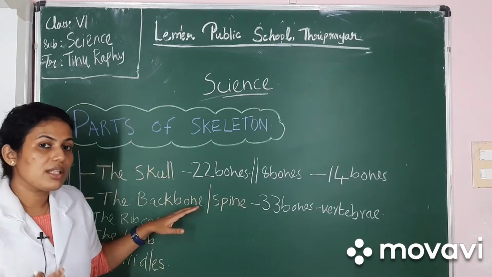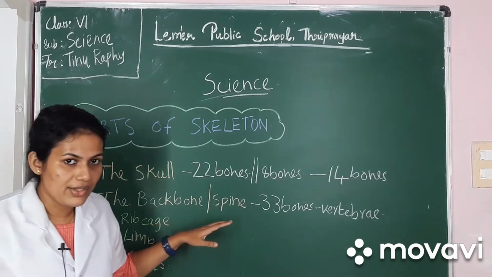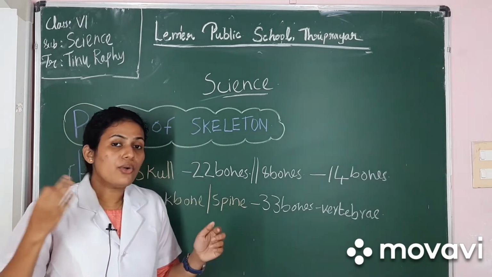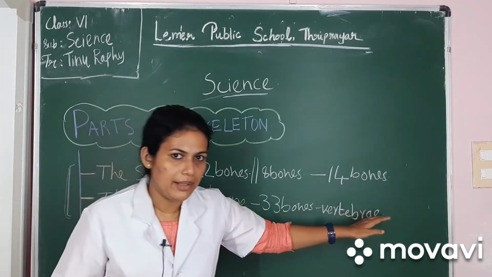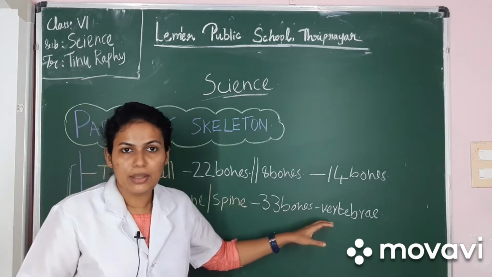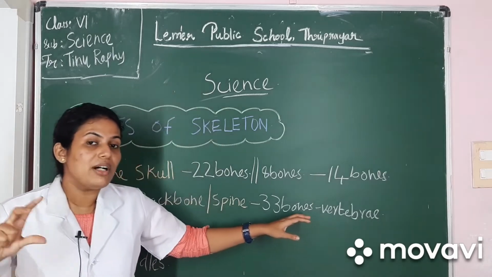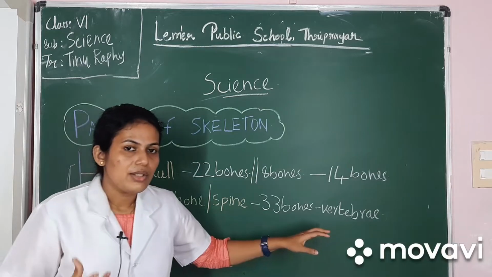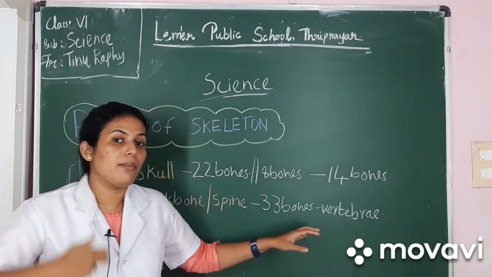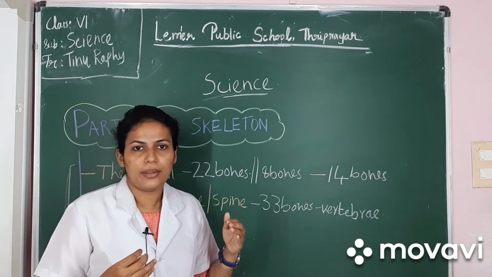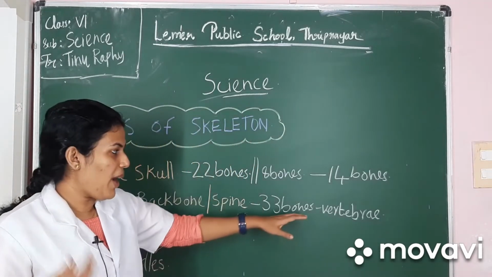So the backbone is the axis of the skeletal system. It consists of 33 ring-like bones, called vertebrae. Each of these 33 ring-like vertebrae join to form a vertebral column. This vertebral column is very strong and it protects the spinal cord.